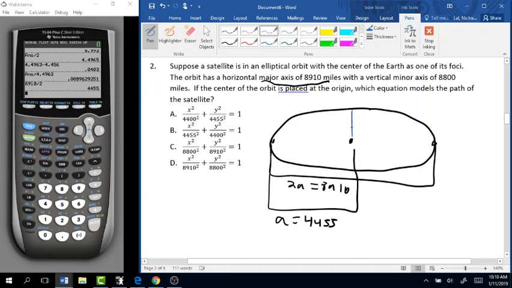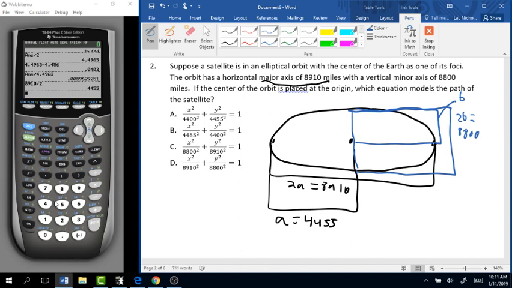Okay, so we have a minor axis. So we have 2b equal to 8,800, which means that our semi-minor axis b is going to be equal to 8,800 divided by 2, which is 4,400. Okay, so we have a and b.